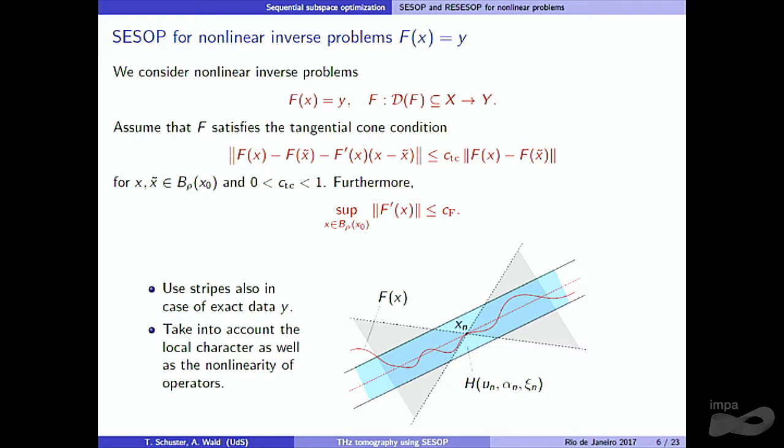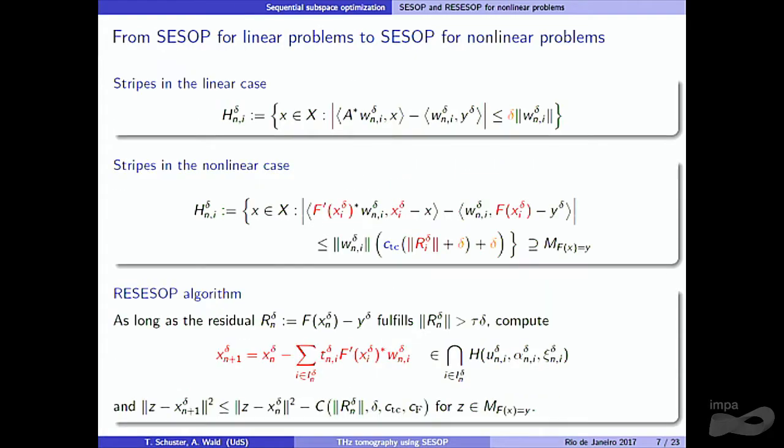We just wanted to illustrate this situation by this picture. Here you see the actual iterate, and here this is a nonlinear mapping, f of x. The idea is to use locally stripes of a given width xi n, such that in a neighborhood f(x) is contained in it. And we also have to take into account the character of nonlinearity, that means the constant c_TC and the constant c_F, in the width of the stripes. This is the idea to generalize this method to nonlinear mappings.